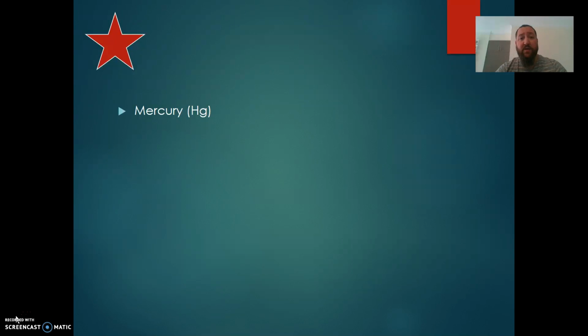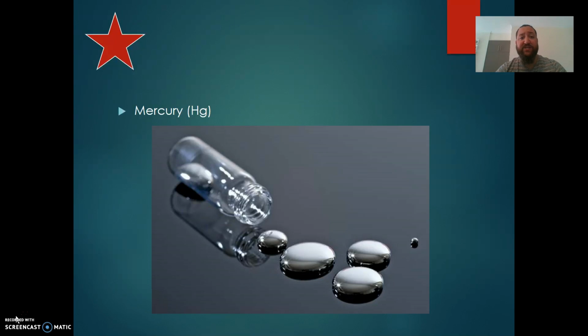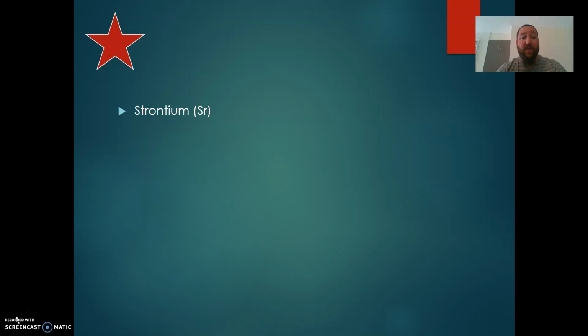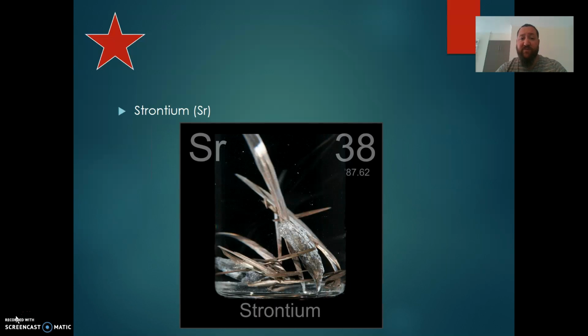Mercury. Mercury is the only metal that's actually a liquid at room temperature. While that may seem fun, it's actually highly toxic, and so don't expect to see too much of it around the school. Strontium. Strontium very rarely gets seen in its natural form because it's one of the most reactive elements of all of the elements on the periodic table.